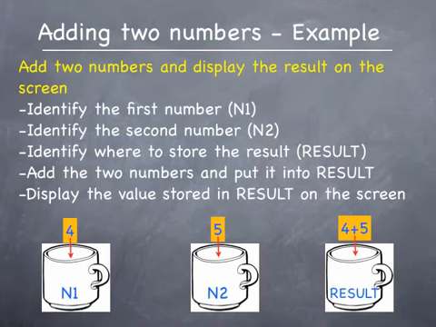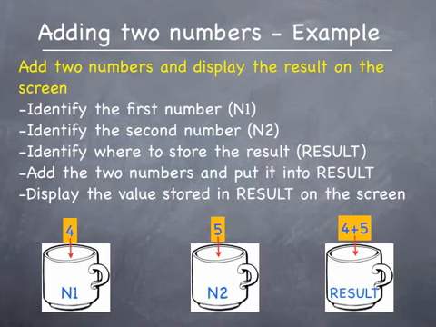You then identify how you want to store the result of the addition, so you create a store or a container for the result. This is identified by a name, result. We then add the two numbers by performing the addition operation. The result of the addition is then put into result. Finally, you can display what is contained in result, which would be the value generated by the addition of the two numbers.